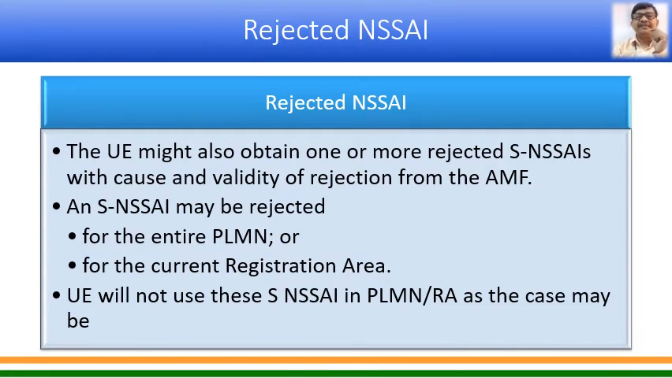There can also be a rejected list of network slices. So the AMF also provides to the UE one or more rejected network slices with cause and also the validity of the rejection. A rejected slice may be for the entire PLMN or maybe for the current registration area where the UE is. So the UE is not expected to use these network slices as they are in the rejected list.